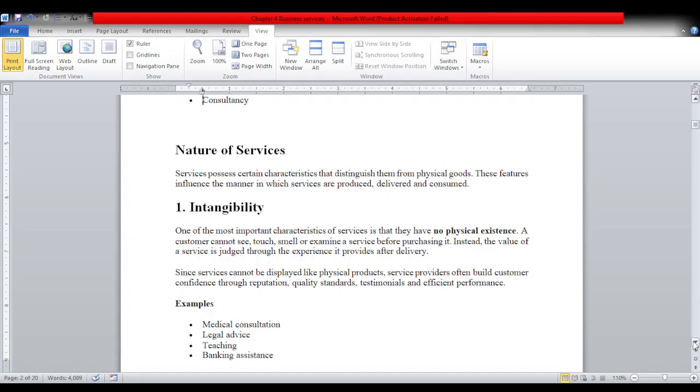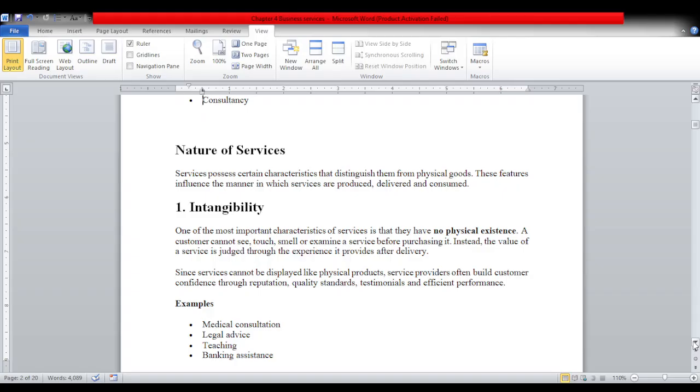The first element of the service is intangibility. As you can see, a product is tangible, you can touch it, you can feel it, you can share it with others, you can have ownership. But service is not a tangible good. You cannot own it. You cannot touch it. You cannot see it, but you can only experience it. So one of the most important characteristics of service is that it has no physical existence. Suppose you are in a saloon, they are just providing you the service, right?